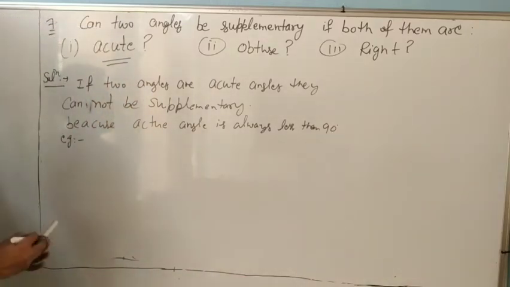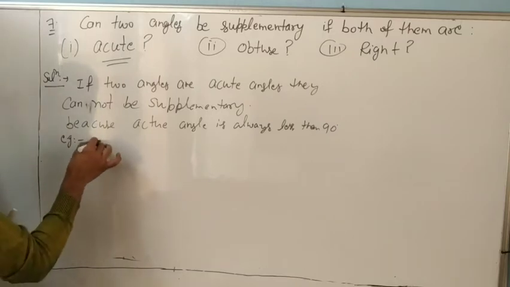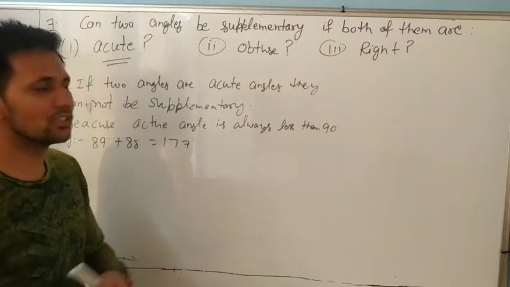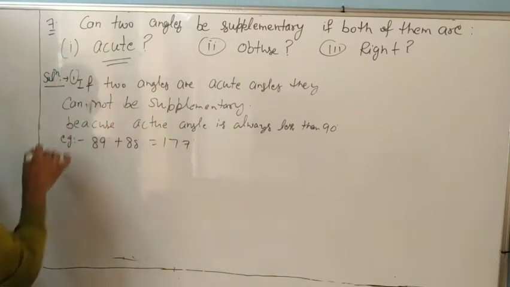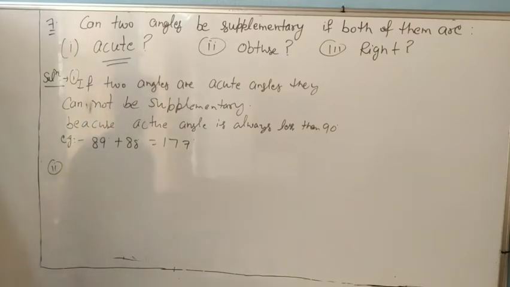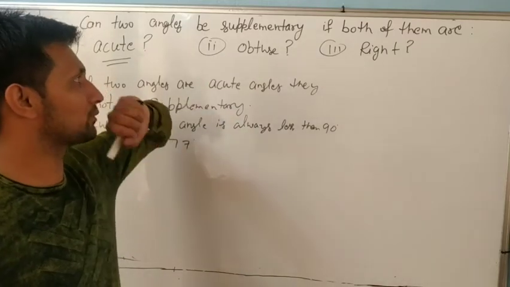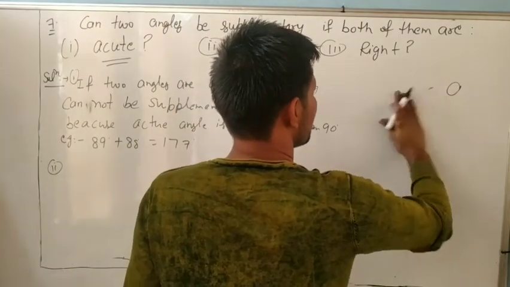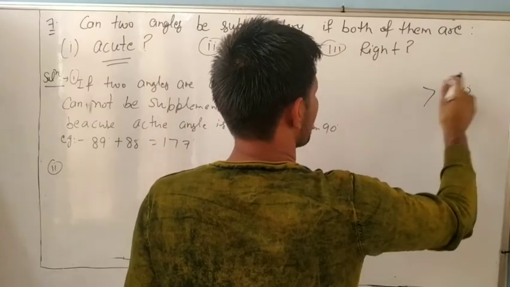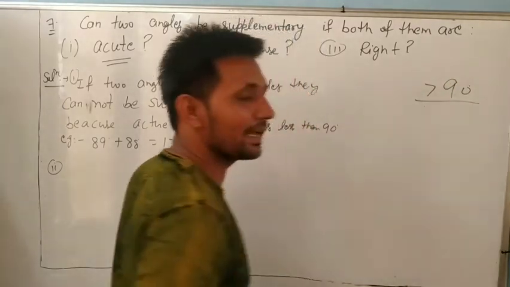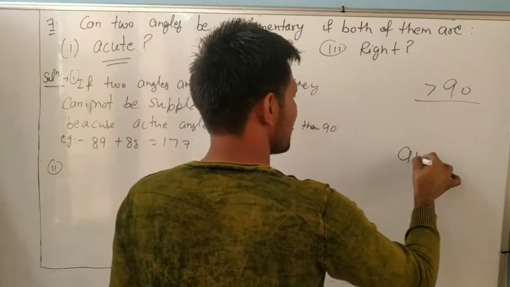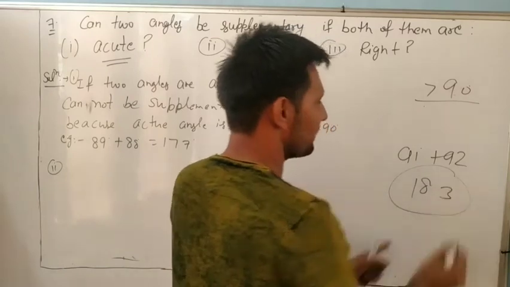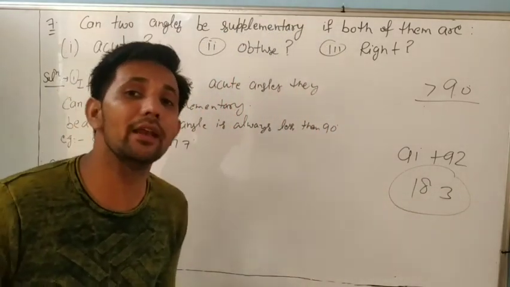Okay dear, take any two acute angles, 89 plus 88; their sum is 177, less than 180. It is not the first part, it is the second part. Sum of two angles can become supplementary if they are obtuse. Obtuse angle means greater than 90. So any angle you take greater than 90, say 91 and second is 92, sum 183. Are they supplementary? No, because the sum is more than 180.